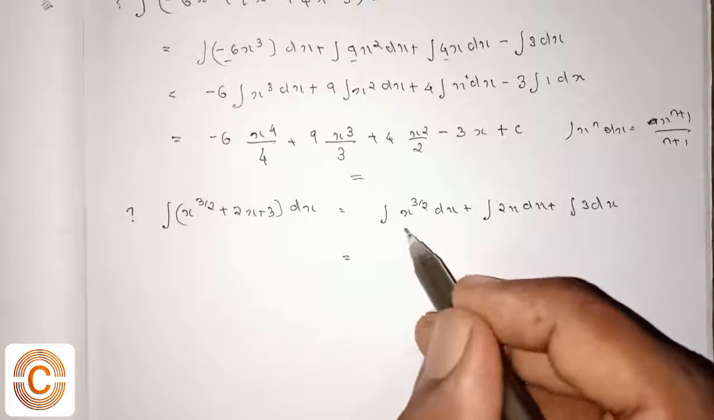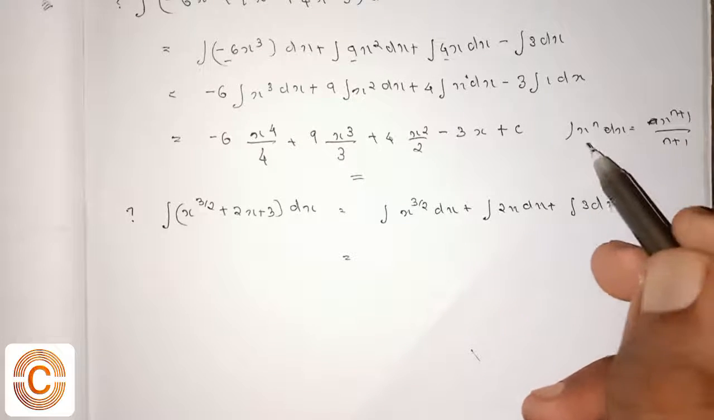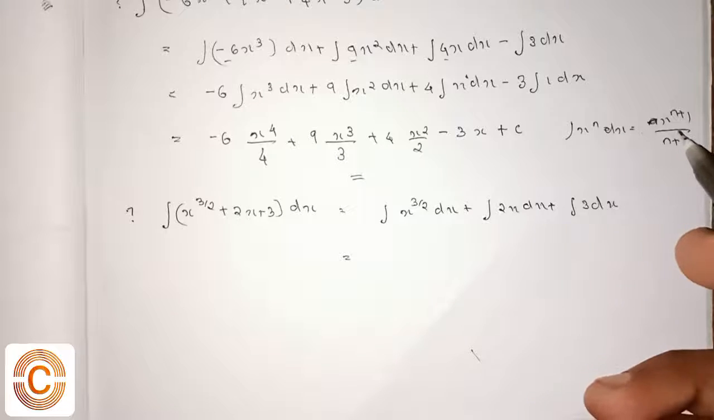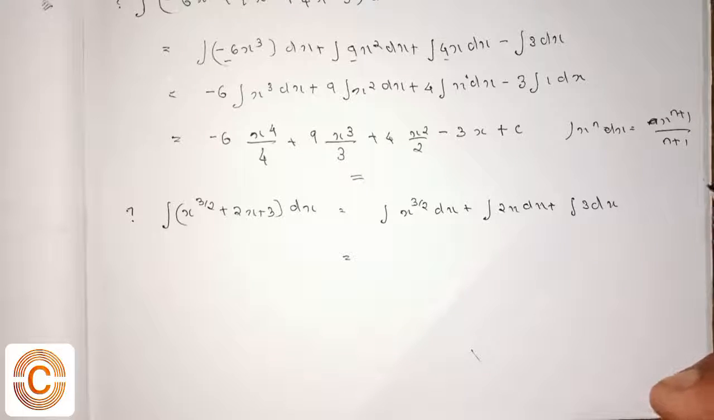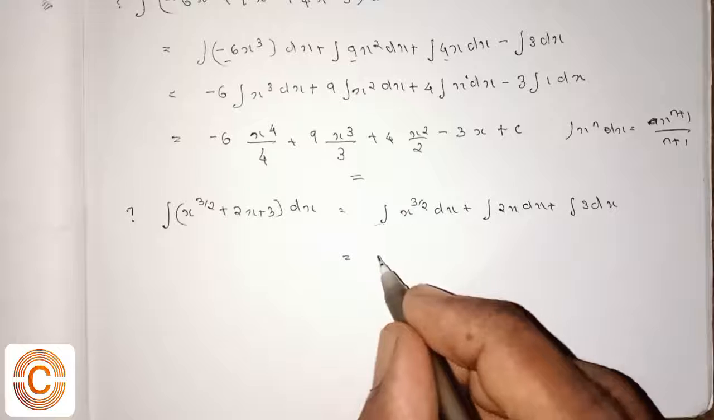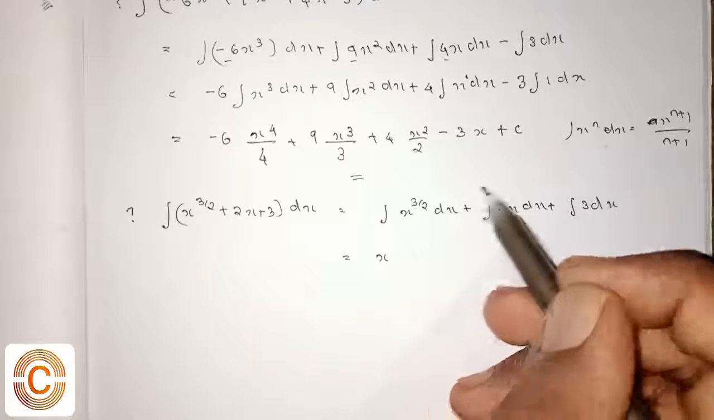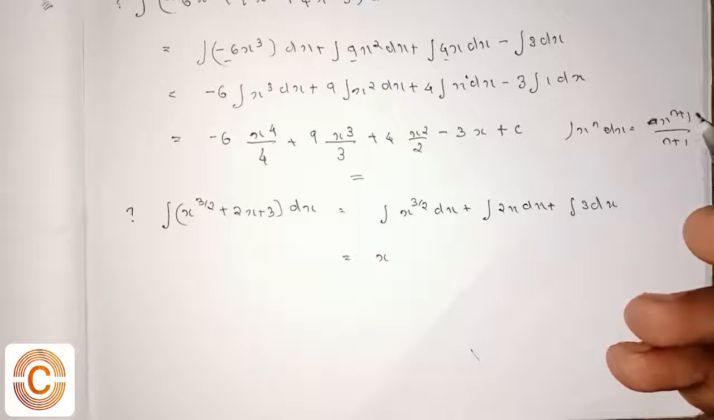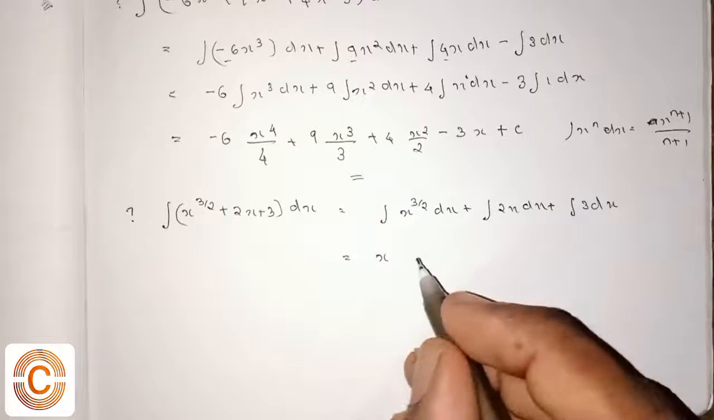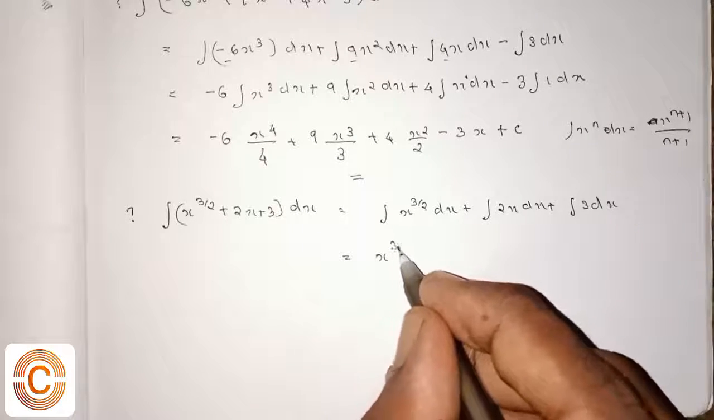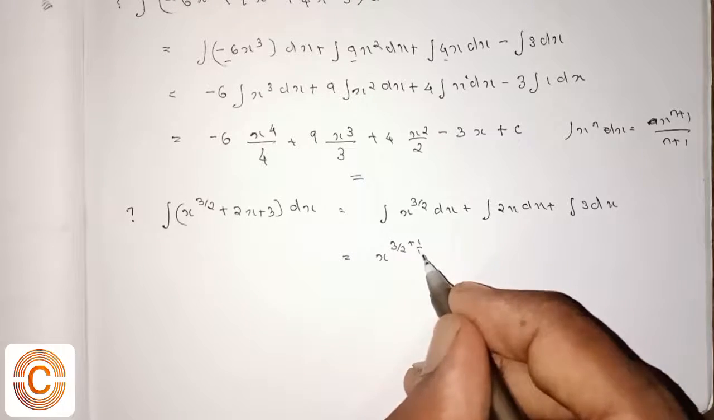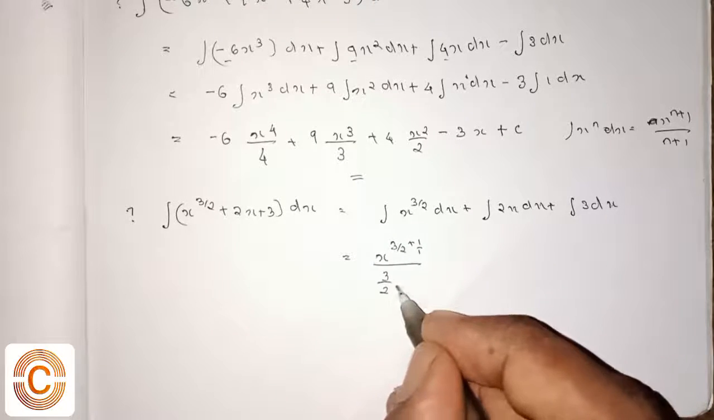to, so in the first term we can apply the previous equation, that is integral of x raised to n dx is equal to x raised to n plus 1 divided by n plus 1. So it becomes x raised to, the value for n is 3 by 2 here, that is x raised to 3 by 2 plus 1 divided by 3 by 2 plus 1.